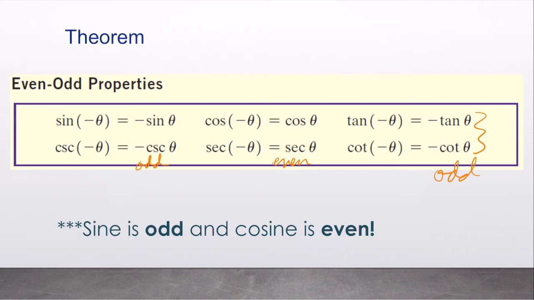Remember we called a function odd if f of negative x equaled negative f of x. That still holds true for trig functions. We call a function even if f of negative x equaled f of x. An example of an even function could be a parabola. An example of an odd function would be a cubic, some cubics, not all cubics, not all parabolas, but more often than not. So let's solve some problems.